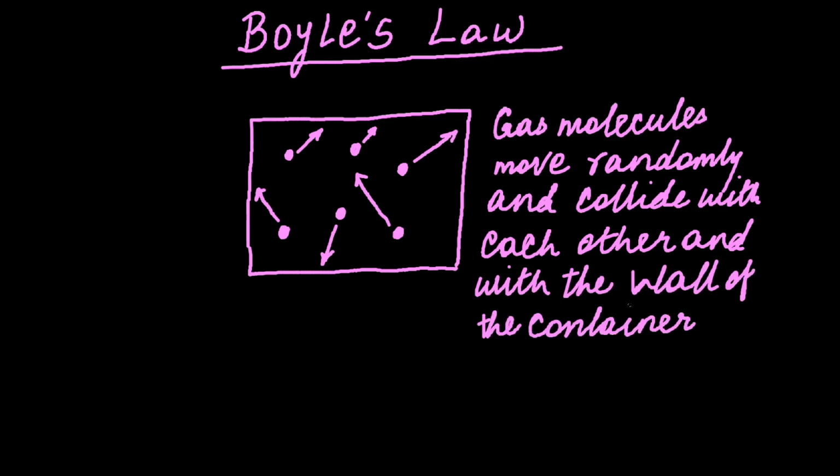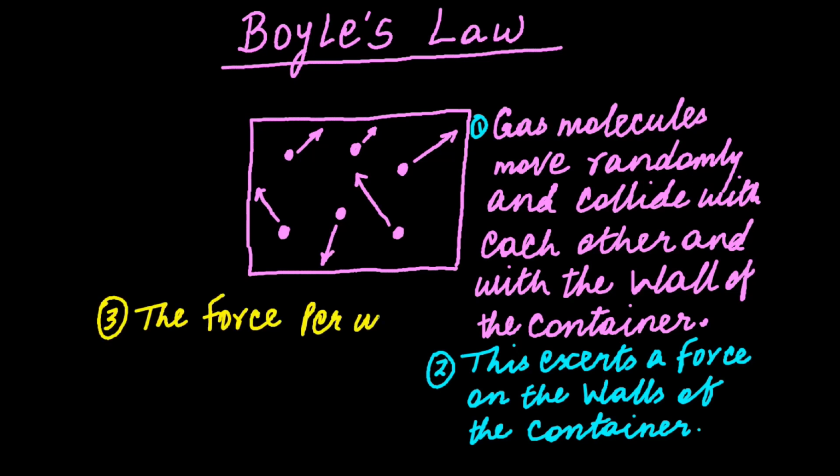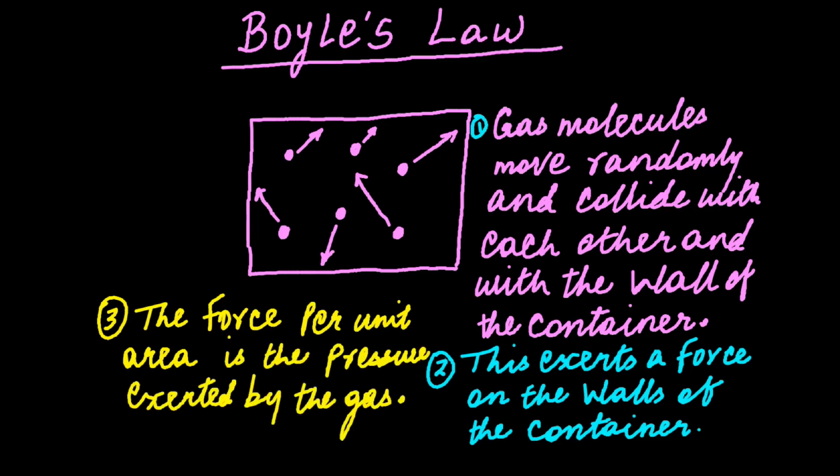Now, when they collide with the walls of the container, are they going to exert a pressure, a force? When something collides with another thing, a force is going to be exerted. Can you understand? So this exerts a force on the walls of the container. Is that clear? This is the first point. This is the second point. Now, the third point is the force per unit area of the container is the pressure exerted by the gas. Can you understand what's happening here?